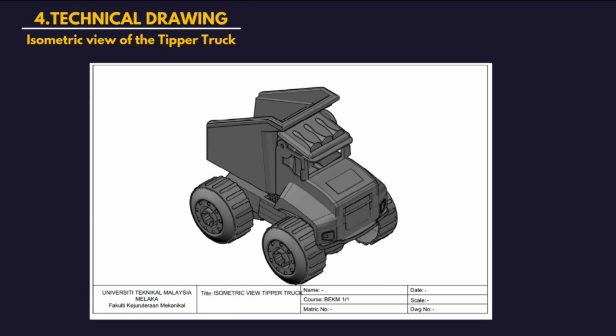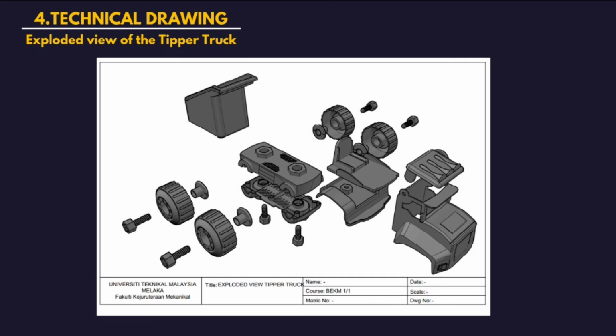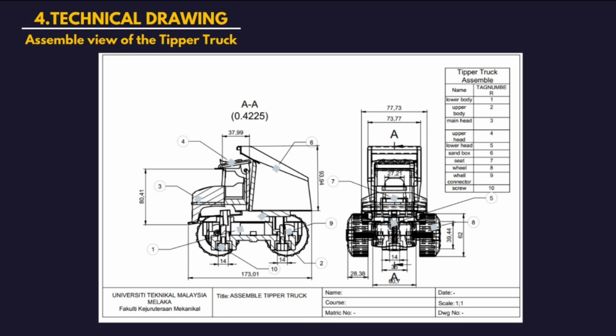This is an isometric view of our tipper truck after we assemble all of the parts. And then this is an exploded view of our tipper truck to show the placement of every component. So this is the assembled view of our tipper truck. We made a section view so you can see the inside of the tipper truck and the placement of every part.